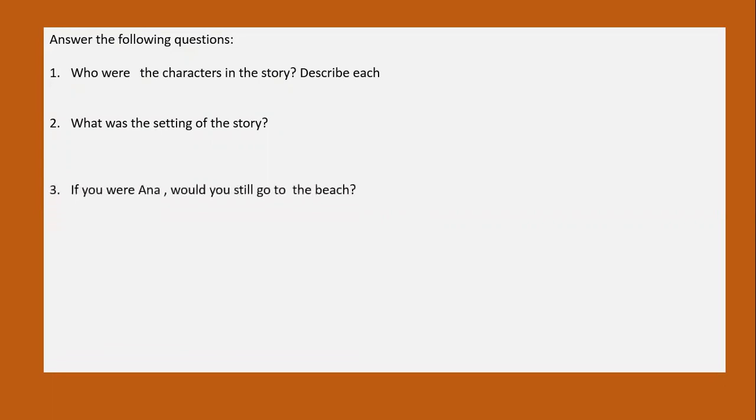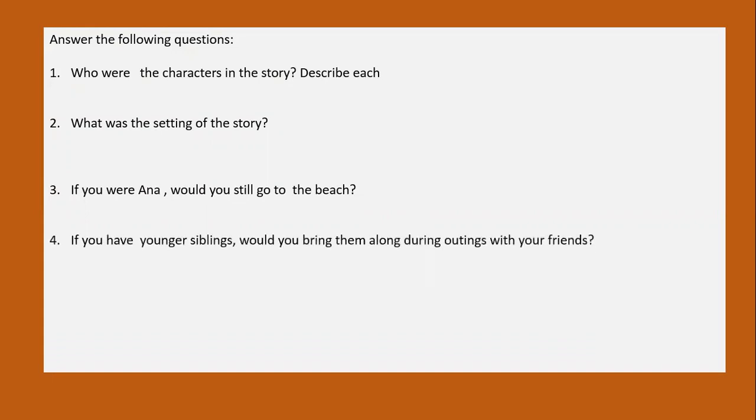Number three, if you were Anna, would you still go to the beach? Number four, if you have younger siblings, would you bring them along during outings with your friends? Number three and four depend on your point of view, like our previous lesson. If I were asked, of course I will still go to the beach, because something bad doesn't always happen. For number four, I would not bring my younger siblings, because with my friends I could not take care of them, since small children are very curious.